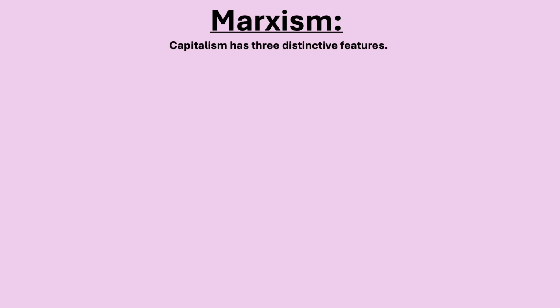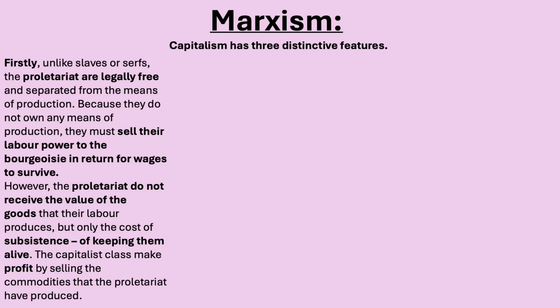So, capitalism has three distinctive features. Firstly, unlike slaves or serfs, the proletariat are legally free and separated from the means of production. Because they do not own any means of production, they must sell their labour power to the bourgeoisie in return for wages to survive. However, the proletariat do not receive the value of the goods that their labour produces, but only the cost of subsistence of keeping them alive. The capitalist class make profit by selling the commodities that the proletariat have produced.